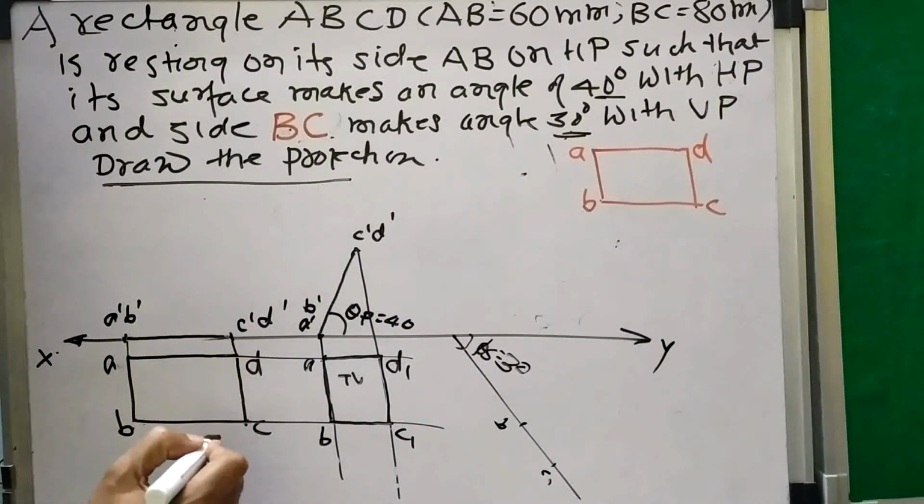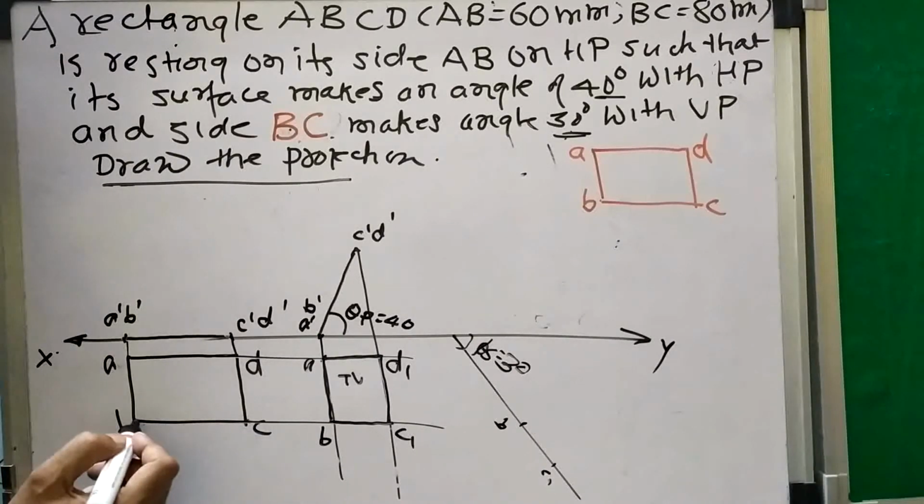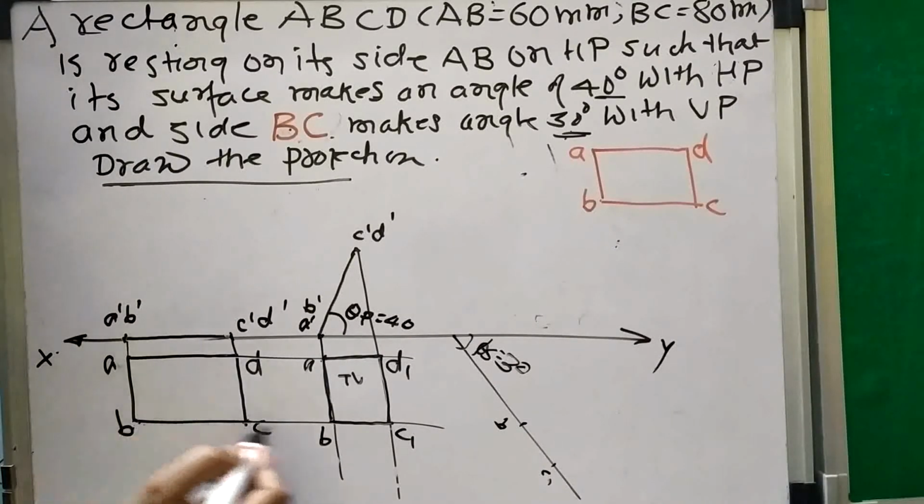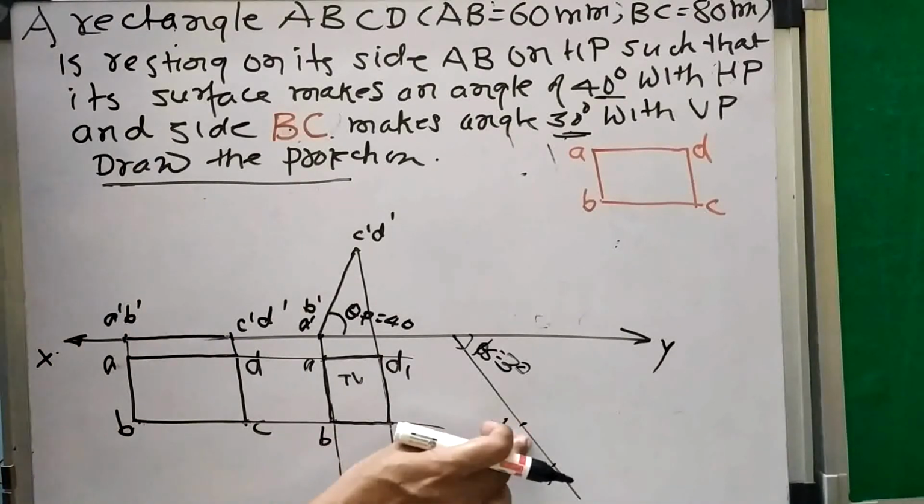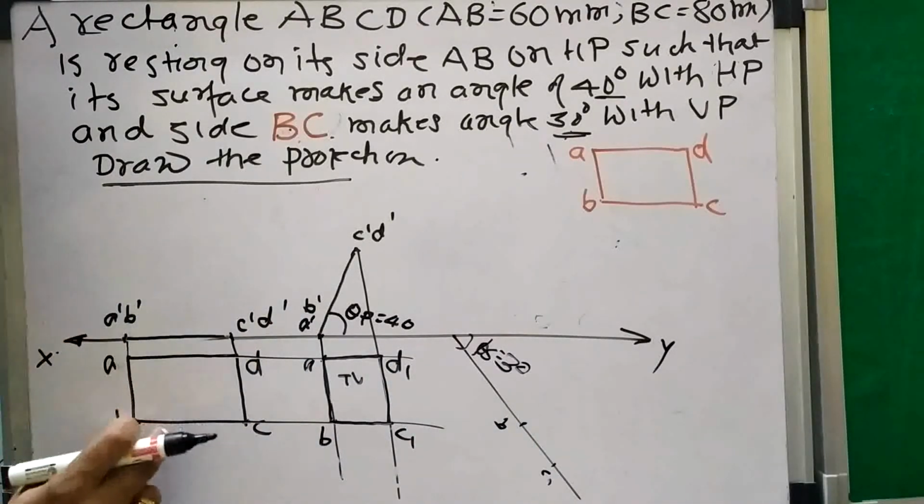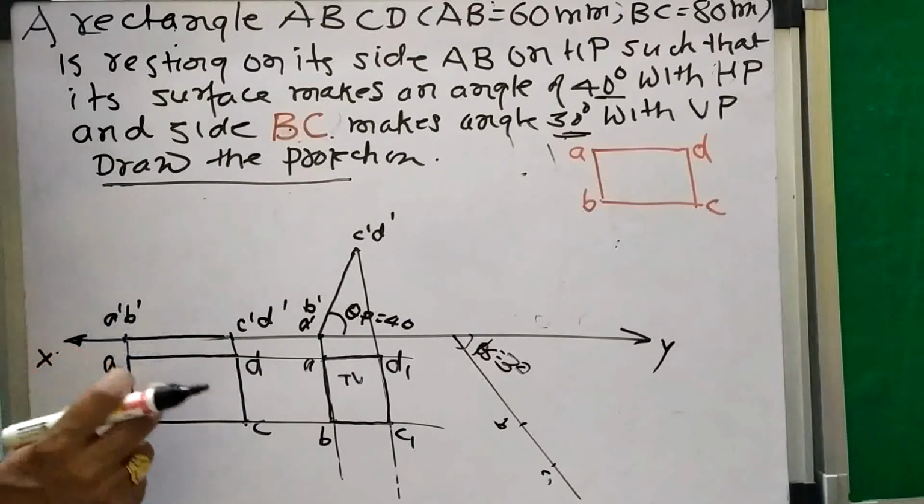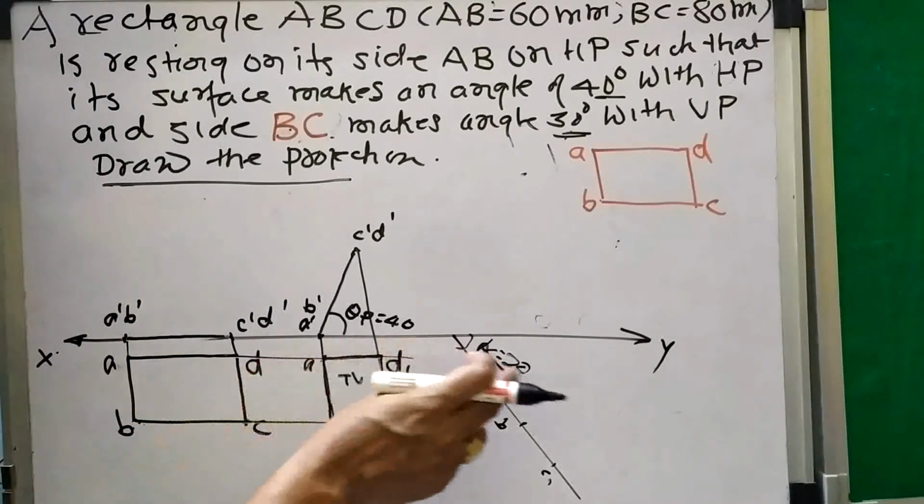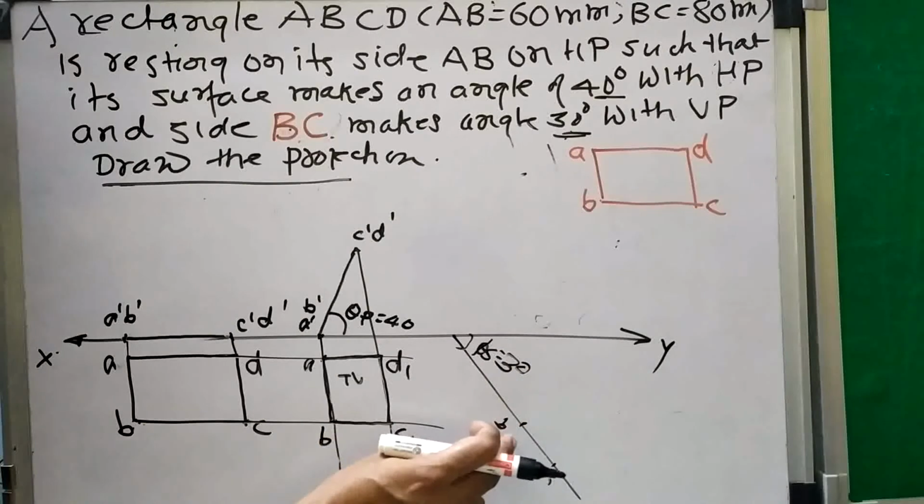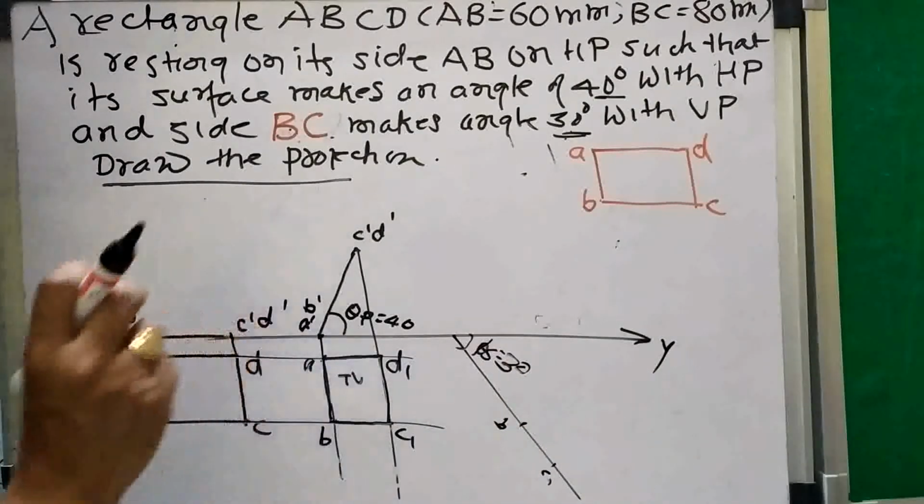So can I use the inclination of the original length, that is phi, for the apparent length? No. For the apparent length, there should be an apparent angle. For the true length, there should be a true angle. So this is the true angle. This true angle I can't use for B1 C1 because B1 C1 is apparent.